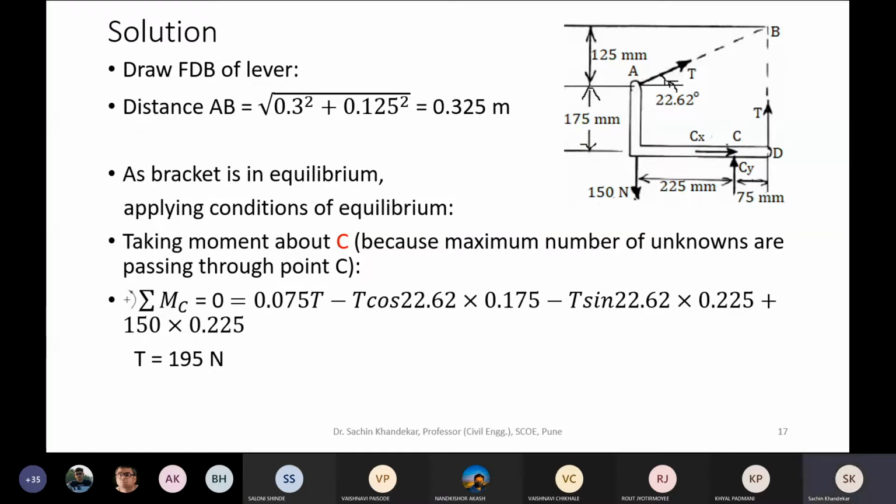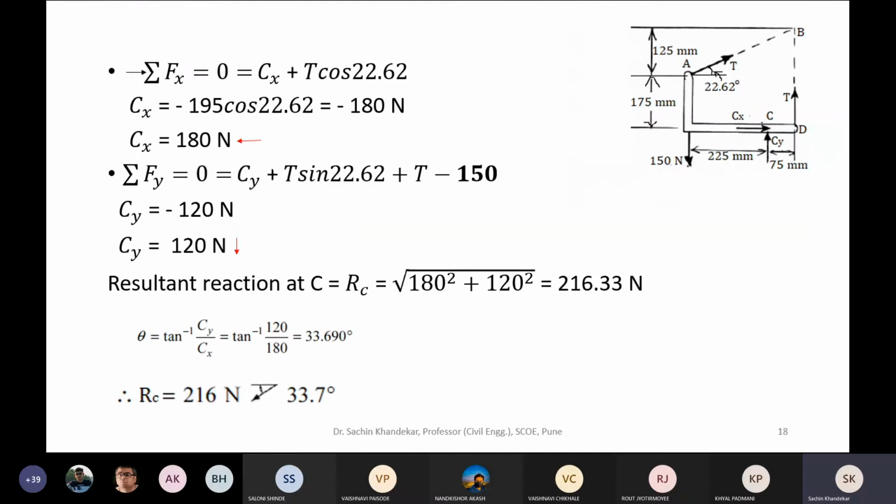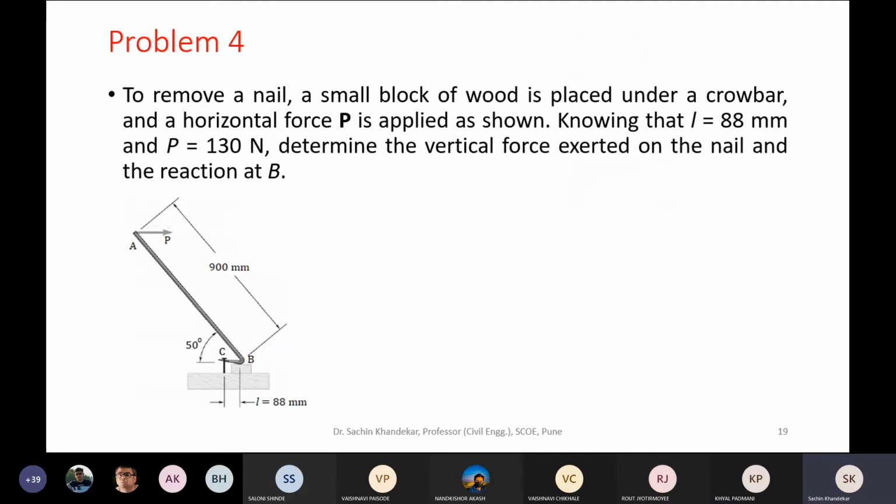Most of the time, we have to apply the condition that summation moment is equal to 0. You take moment about the point where there are the maximum number of unknowns. Then you apply the remaining two conditions, that is summation Fx = 0 and summation Fy = 0, to solve for the unknowns. Already we have discussed this process.